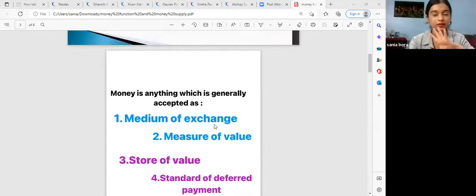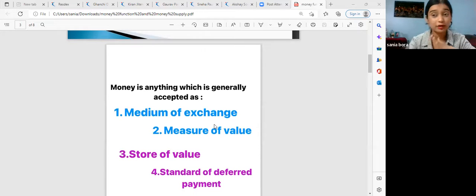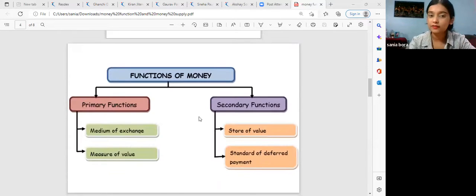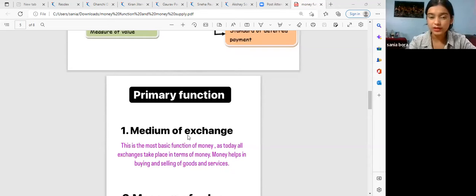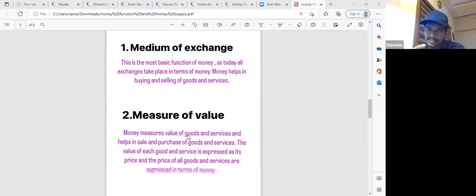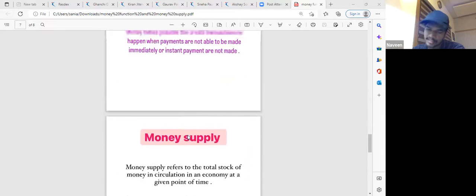So Naveen, we'll just start, okay? We are done with primary and secondary functions. What we were doing, money, you know that there are 4 components: medium of exchange, measure of value, store of value, and standard of deferred payment, right? Then functions of money: primary functions are medium of exchange and measure of value, and secondary functions are store of value and standard of deferred payment. We did the explanation part as well.